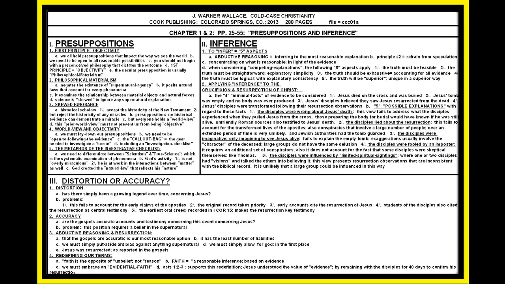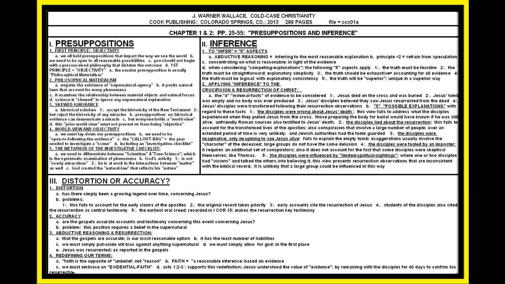1. Jesus died on the cross and was buried. 2. Jesus' tomb was empty and no body was ever produced. 3. Jesus' disciples believed they saw Jesus resurrected from the dead. 4. Jesus' disciples were transformed following their resurrection observations. Now there are possible explanations for these minimal facts.